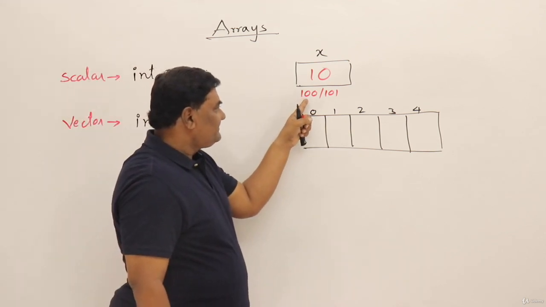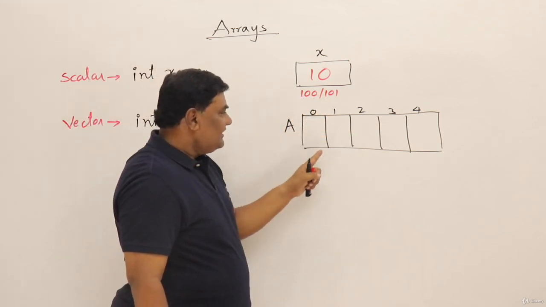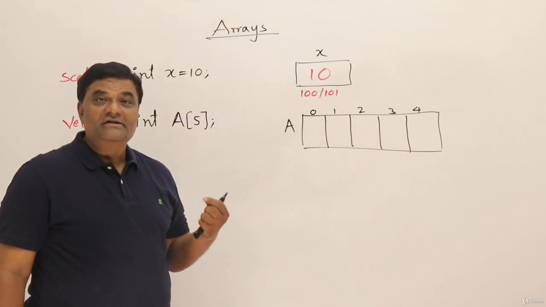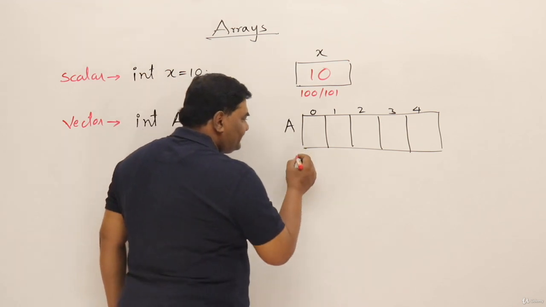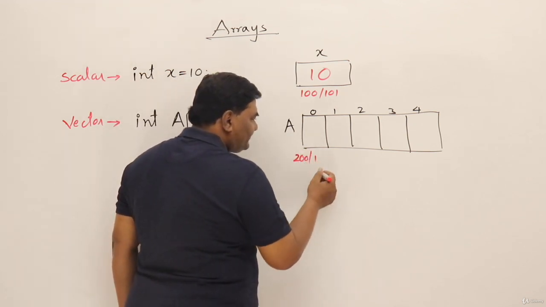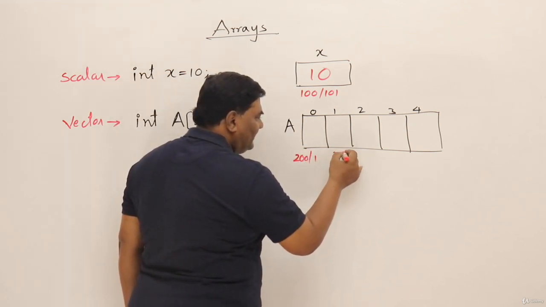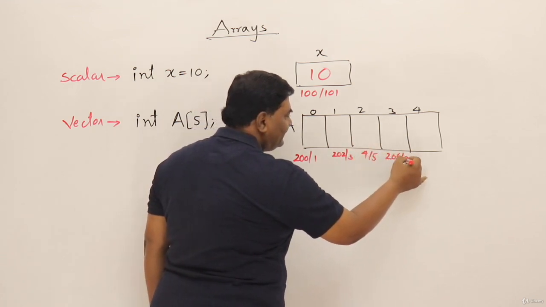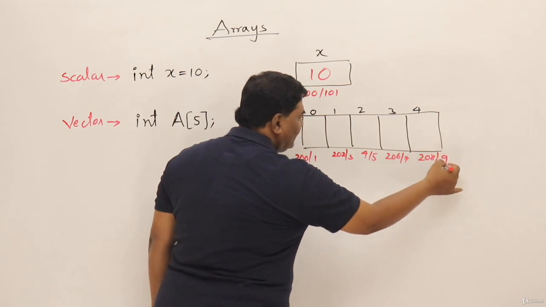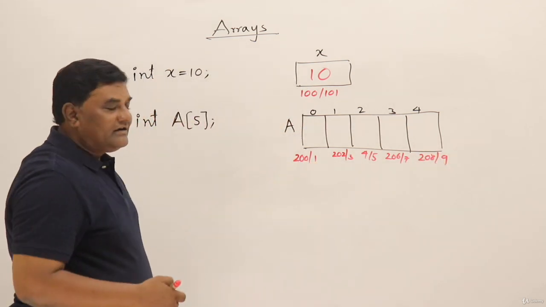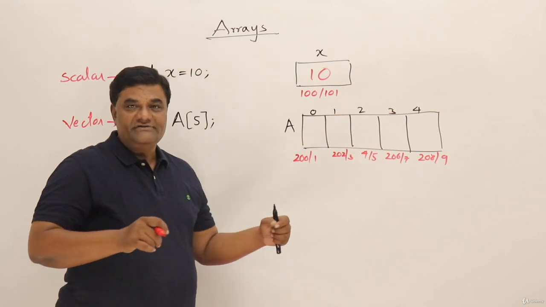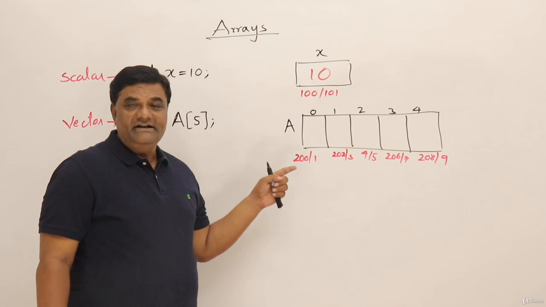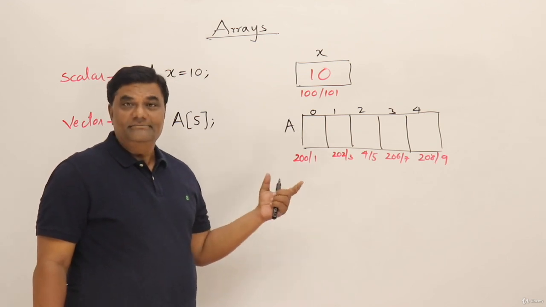The memory allocated for x is 100 and 101. For 5 integers, a total of 10 bytes of memory will be allocated if the integer is taking 2 bytes. For example, the first byte address is 200, then the next byte is 201, so this is 202 and 203, 204 and 205, 206 and 207, 208 and 209. So the memory allocated will be contiguous. All the locations will be side by side. For 5 integers, a total of 10 bytes of memory is allocated together as a single block.